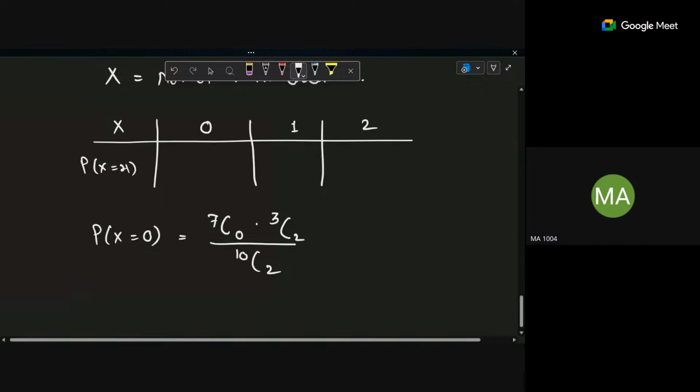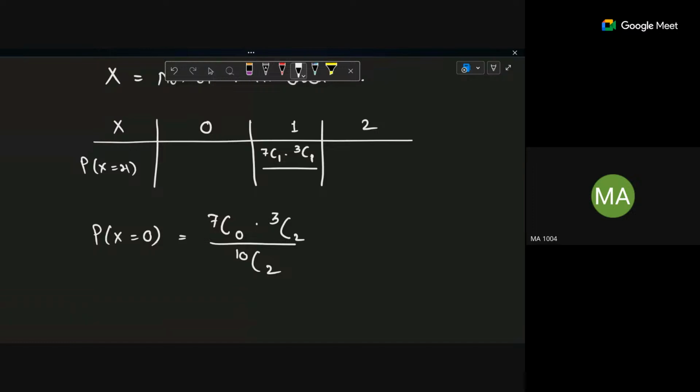Similarly, for the probability X is equal to 1, it will be 7C1. Out of the 7, we select 1 milk chocolate and 1 dark chocolate, divided by 10C2. What will be the calculation here? First 1 by 15. Let's calculate this one.